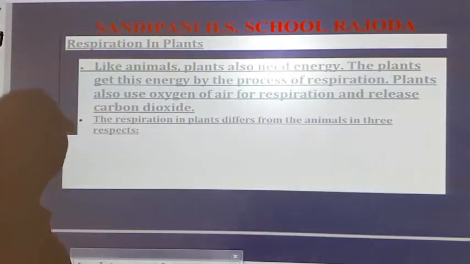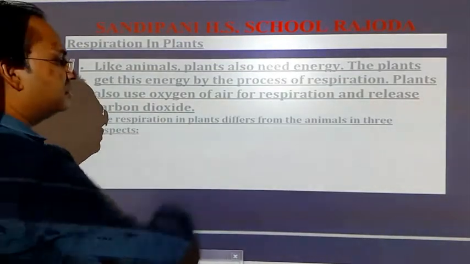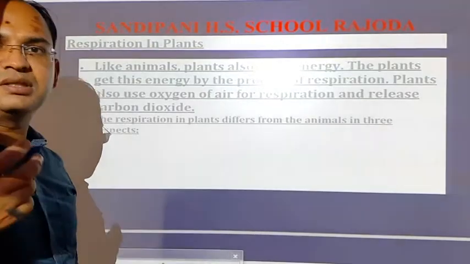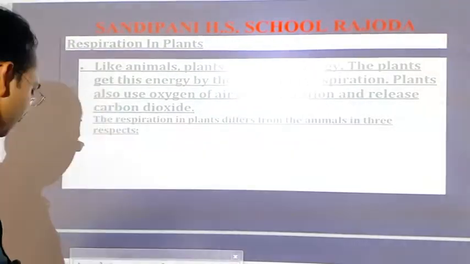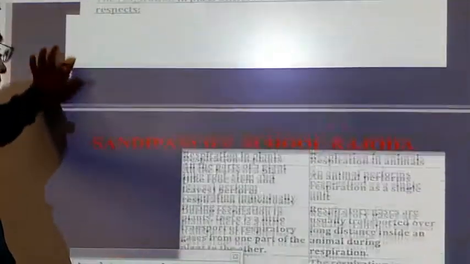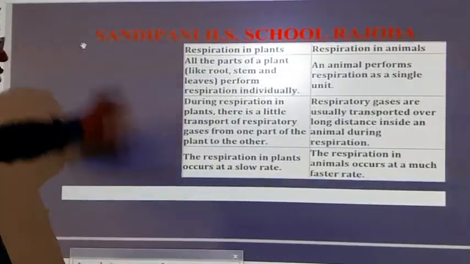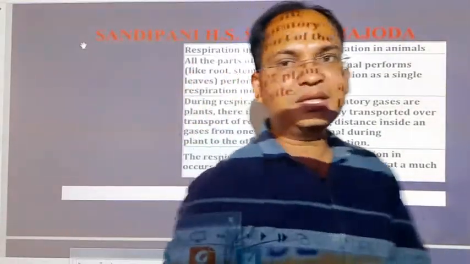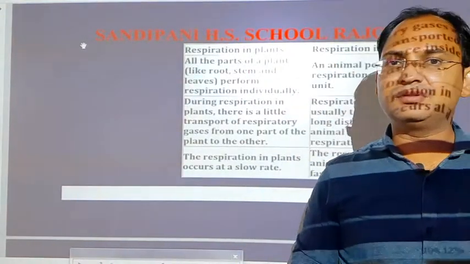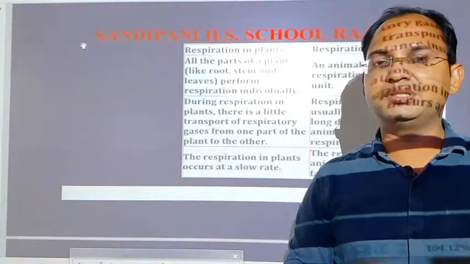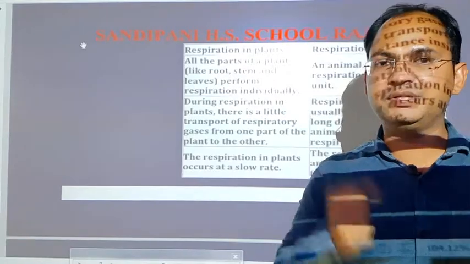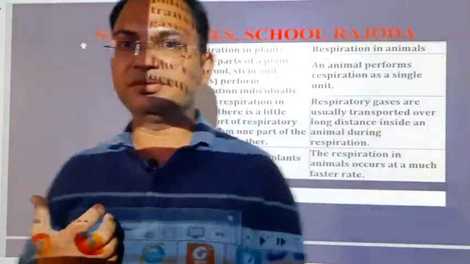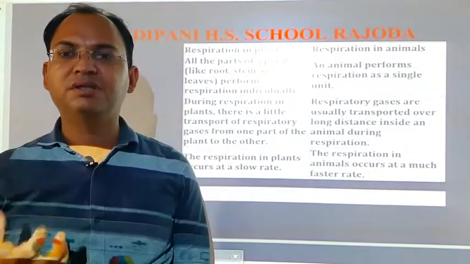Let's see. The respiration in plants somehow differs from the respiration in animals in three main aspects. Let's see which these main three aspects are. See here, in plants students, each and every leaf is capable of absorbing oxygen from the environment, but in animals like us, we have only lungs in order to take in the oxygen.